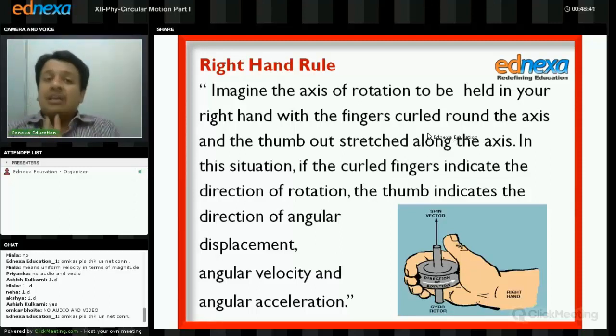Again I will repeat. Imagine the axis of rotation to be held in your right hand with the fingers curled around it, and the thumb outstretched along the axis. In this situation, if the curled fingers indicate the direction of rotation, then the outstretched thumb indicates the direction of angular displacement, angular velocity and angular acceleration.